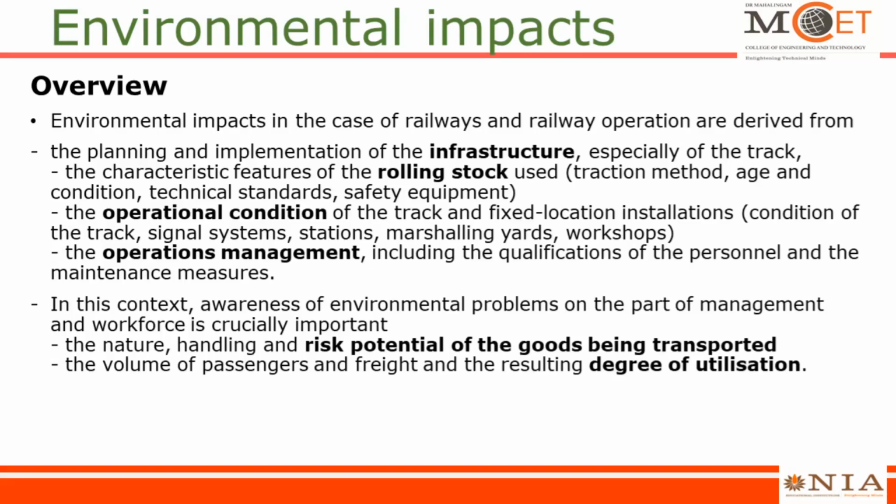So, overview of the impacts. Environmental impacts in the case of railways and railway operations are derived from: one, planning and implementation of the infrastructure, especially on the track; the characteristic features of the rolling stock used, that is traction method, age and condition, technical standards and safety of the equipment; the operation condition of the track and fixed location installations, right? So depending on the condition of the track, signal systems, stations, marshalling yards, workshops.